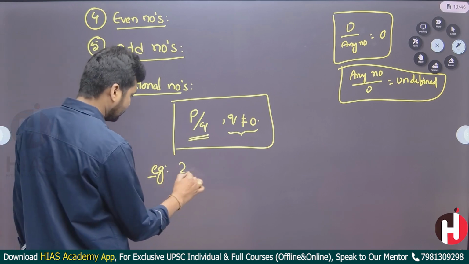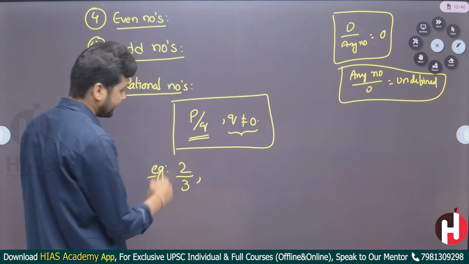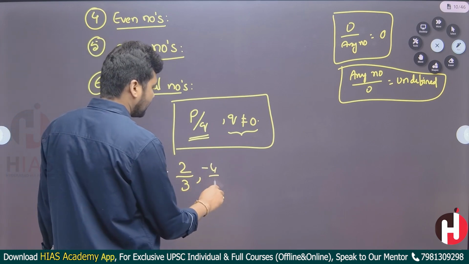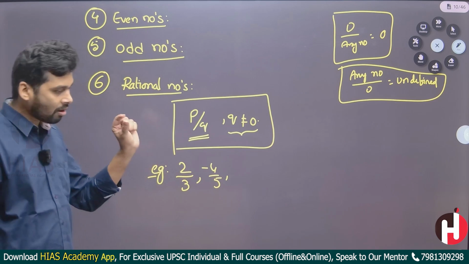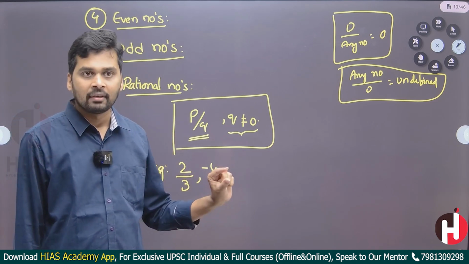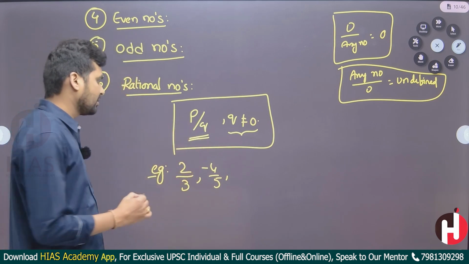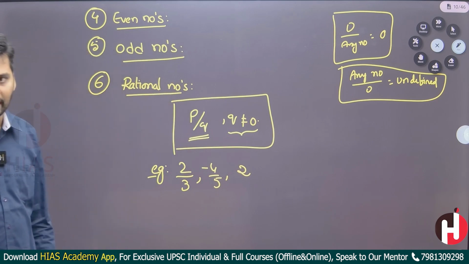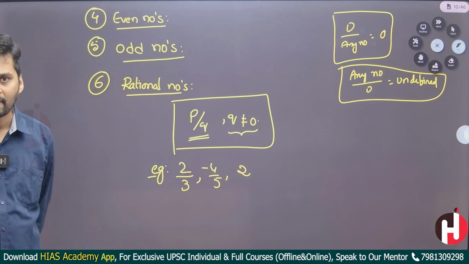So I would say that 2 by 3 is a rational number. Minus 4 by 5, it's a rational number. Just in the form of P by Q. All those numbers are considered as rational numbers. Let's suppose I take 2, is it a rational number? 2, can I consider it as a rational number?